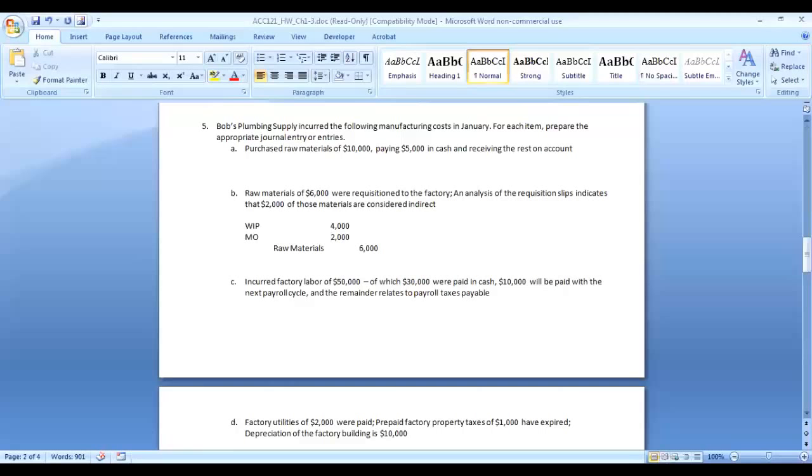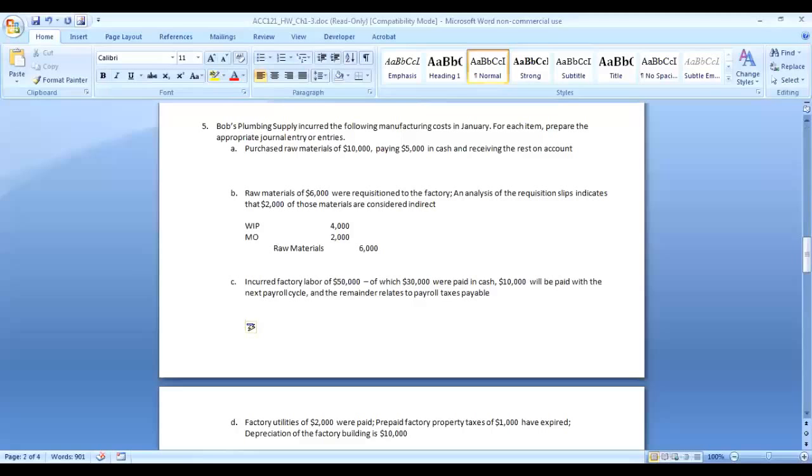Makes sense. So our direct costs, always to work in process. Indirect, always to manufacturing overhead. And the same is true of labor costs as well, right? Same principle applies. Let's do this one too, and then talk about implications. If we said incurred factory labor of 50,000, of which 30,000 was paid in cash, 10,000 paid in the next payroll cycle, and the rest as a result of payroll taxes payable, what would I book here?